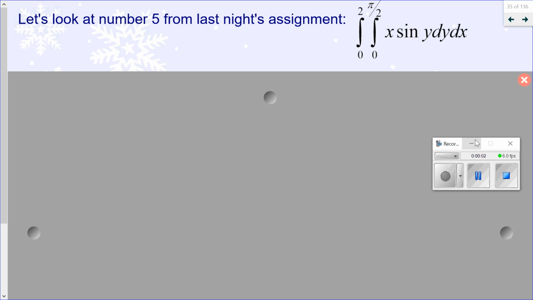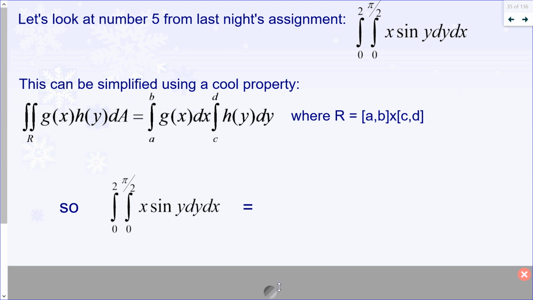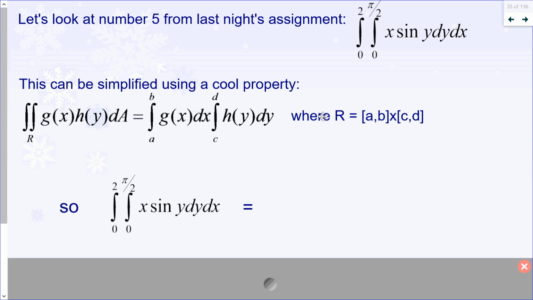Hello class. Today, before we get started with our lesson, I wanted to take a look at problem number 5 from last night's assignment, which had us integrating x sine y within these bounds. There is a neat property that allows us to create a product of two single integrals from a double integral.